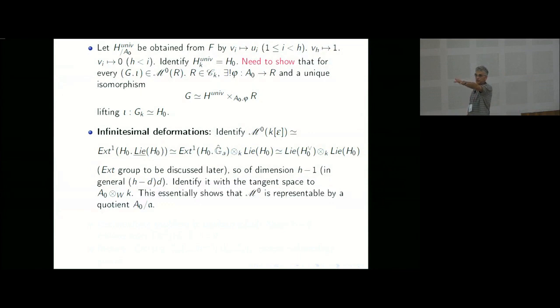But this is just the extensions of H naught by GA, tensor Lie of H naught, and we will later see tomorrow that the extensions of H naught by formal group GA is the Lie algebra of the Cartier dual. So you get canonically the tangent space to the deformation functor being the tensor product of these two.